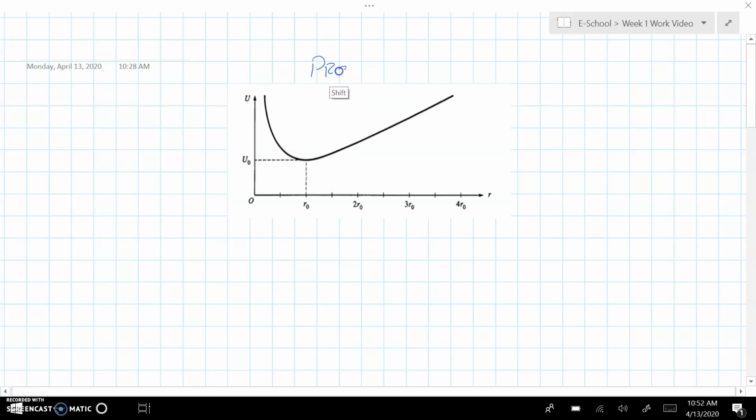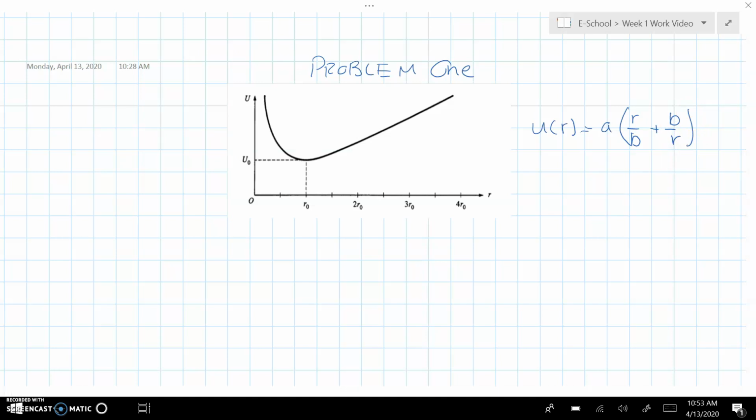Okay, so we got problem one here. Now, this problem has a lot to do with calculus. Okay, I'm going to start by reading the question. A particle of mass m is moving in a conservative force field described by the potential energy function U of r. Okay, so I'm going to write this down. We got U of r is equal to A times (r over b plus b over r). All right. A and B are positive constants, and r is the radial distance from the origin.